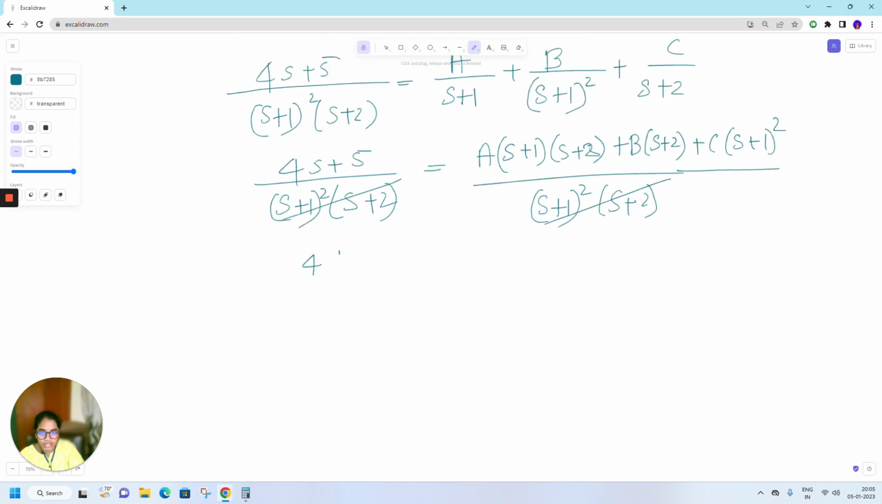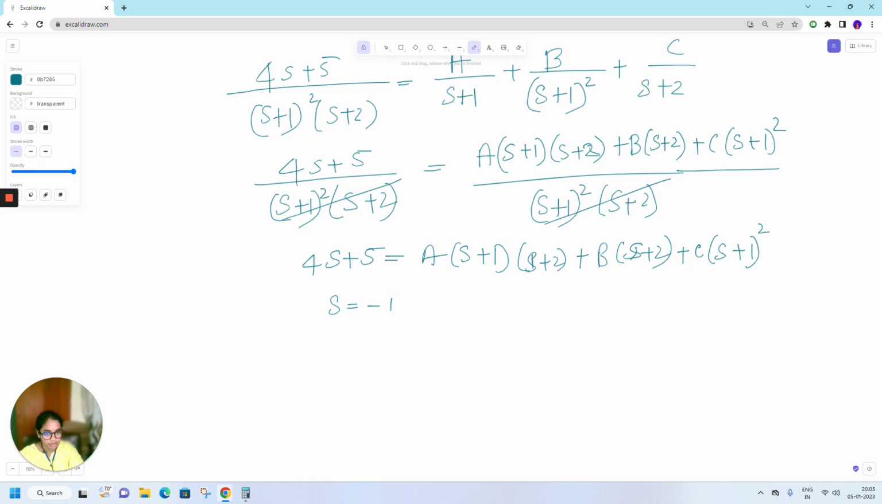Yes, so what else I have? 4s plus 5 is equal to a into s plus 1 into s plus 2 plus b into s plus 2 plus c into s plus 1 the whole square. What is the next step? I would have to find ABC values, correct? How do I start? Let me take, say, s is equal to minus 1.